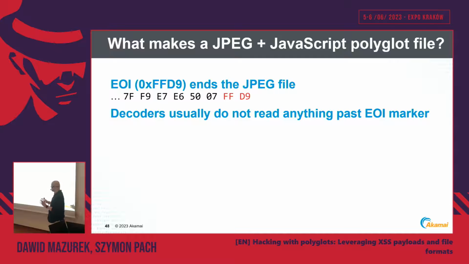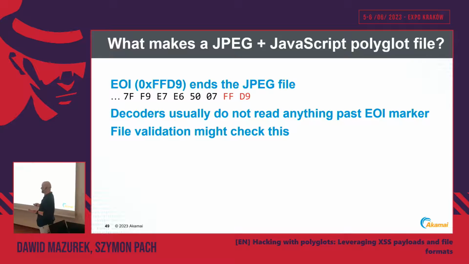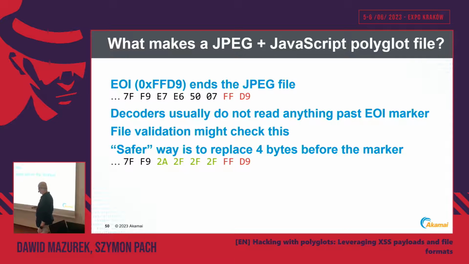sometimes some variations, maybe forks of some JPEG decoders, can actually check this and may report an error, or the image may be corrupted. File validation, on the other hand, if you want to defend against polyglots, some of those can actually check this, because this is the easiest way, just to append something at the end. So during file validation, this may be checked, and this may be invalid. So the safer way will be to replace just those 4 bytes just before the marker.